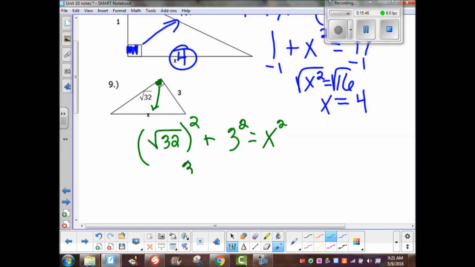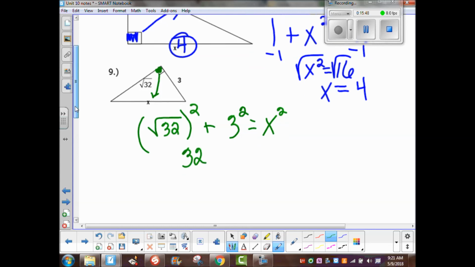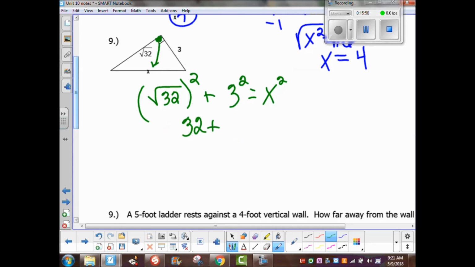32. Okay, that clearly wasn't everybody. I heard like 3 voices. Okay. Plus 9 equals x squared. 32 plus 9. Thank you. 41. Selena, I like the quick math. The square root of 41, is it perfect? No. Can I simplify 41? We did that yesterday in class.